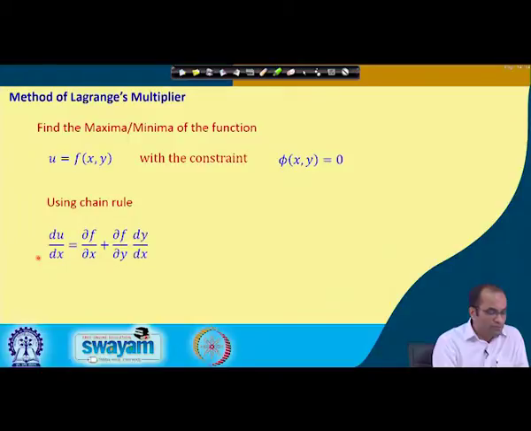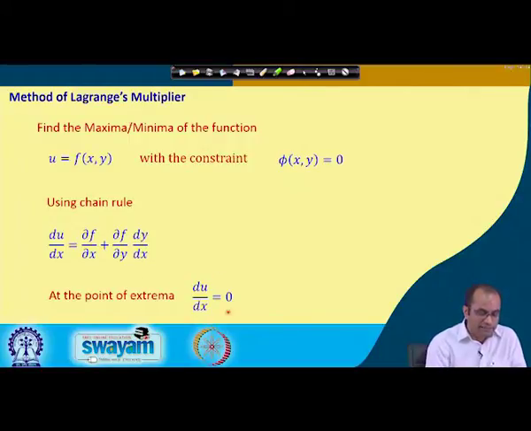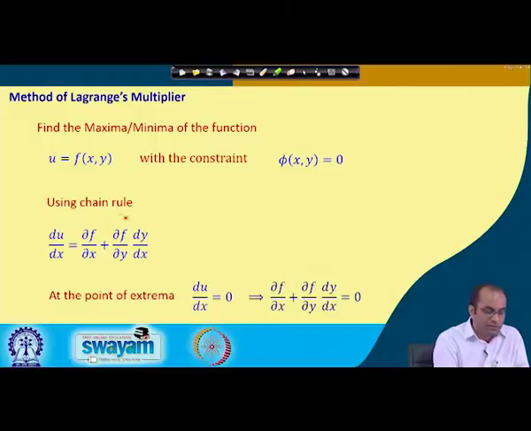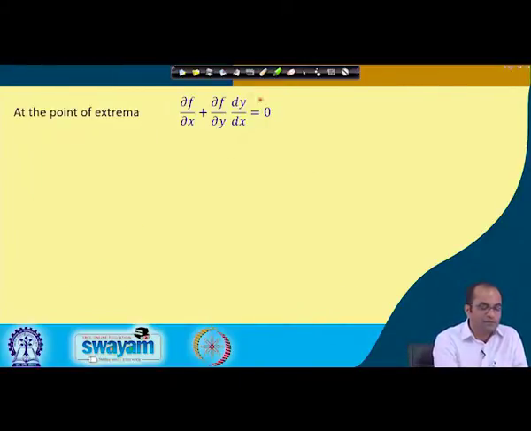At the point of extrema, we know that du/dx must be 0, since it is a one variable problem where the derivative of u with respect to x has to be 0 at the point of extrema. That means del f/del x plus del f/del y times dy/dx must be 0. So that is one equation we get, which has to be satisfied at the point of extrema.